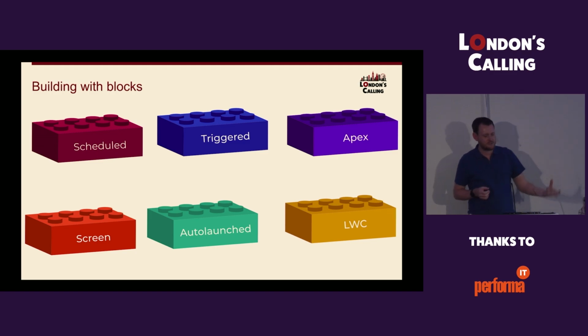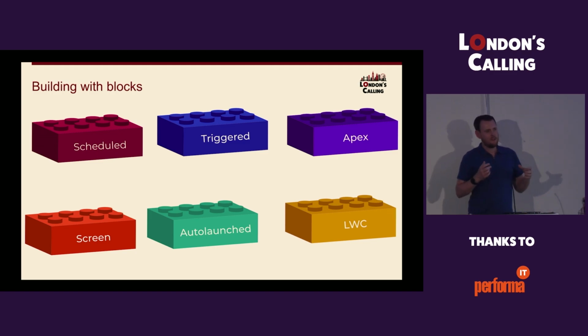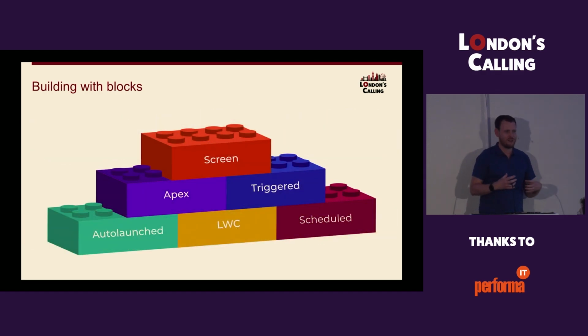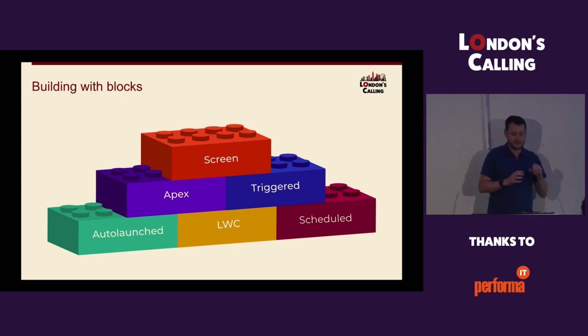So we've got our different types of flows, we've got Apex, we've got web components, things like that. And putting those together to build something is where you get the real strength. Like when you're building a wall, you don't just want to stack the same thing up on top of each other because it's going to fall over. You need to build that structure that's in place.